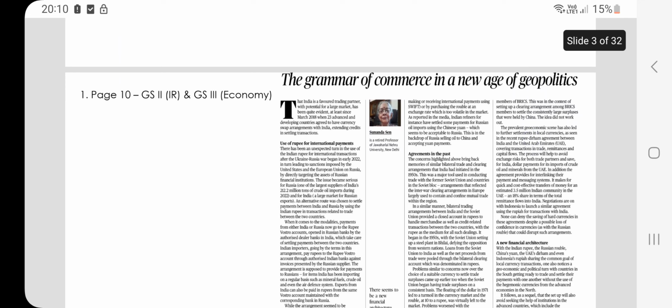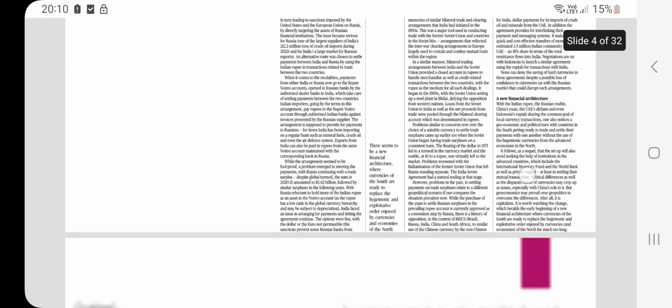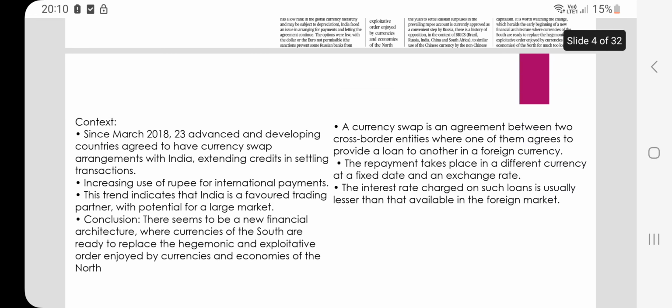The first article is relevant for GS paper 2, international relations, and GS paper 3, economy. The article, the grammar of commerce in a new age of geopolitics. The context of the news is since March 2018, 28 advanced and developing countries agreed to have a currency swap agreement with India, extending credit in settling transactions. You have to know what is currency swap.